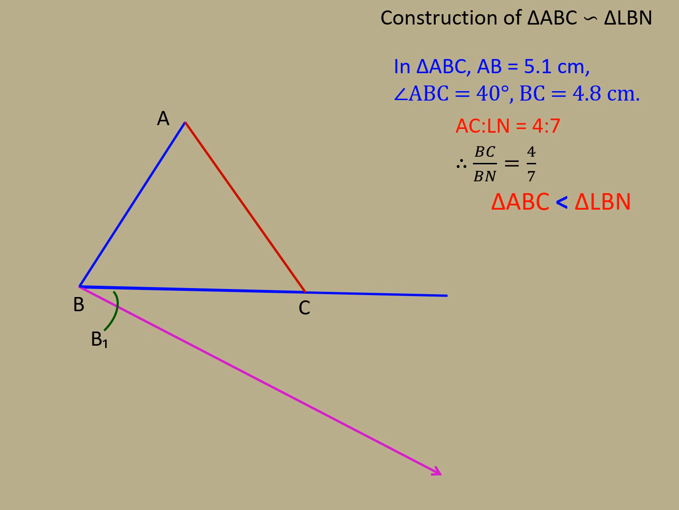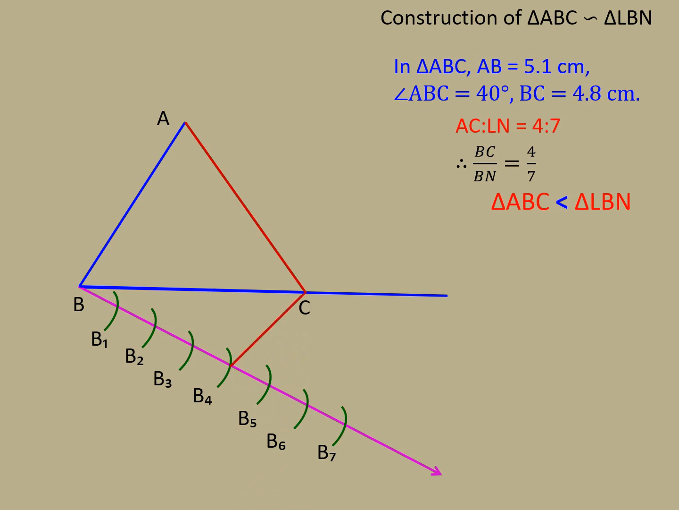For that we will take a fixed radius, and from point B on the acute angle ray, that is the pink ray, we will cut 7 arcs. So B1, B2, B3, B4, B5, B6, B7. Which point will be joined? B4 with C will be joined. Why? Because BC equals 4 parts. So B4 will be joined to C.